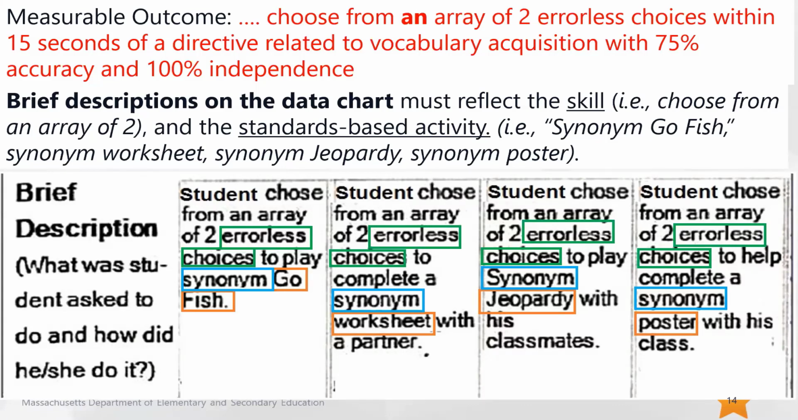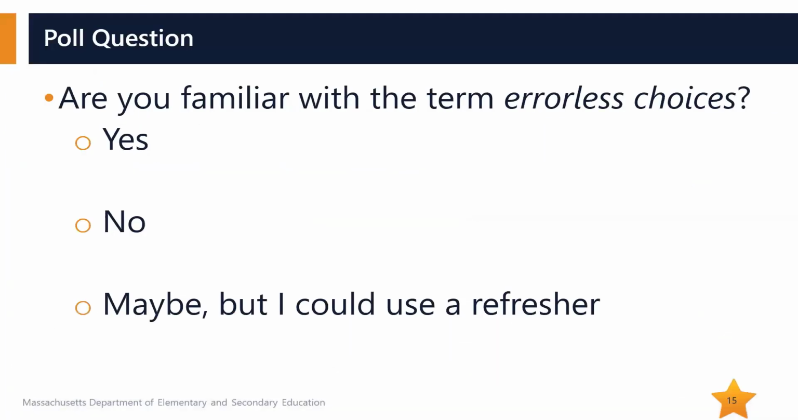Now, I want to take a hot minute here too and discuss the access skill of errorless choice. There's been a lot of confusion about what it is, why it's used, and how it's scored. So I want to ask a question about this from all of you. Are you familiar with the term errorless choice? Can you just take a minute and answer this poll question? You can say yes, no, or maybe I could use a refresher, just so I can know that we're all kind of coming from the same point of view.